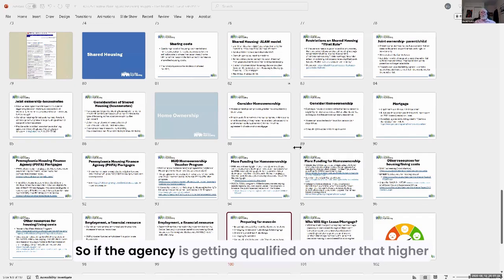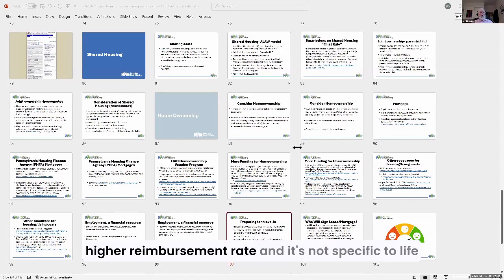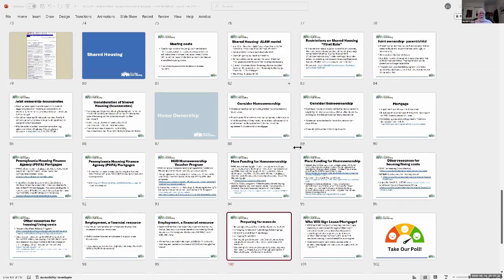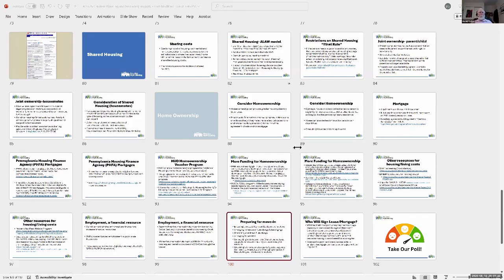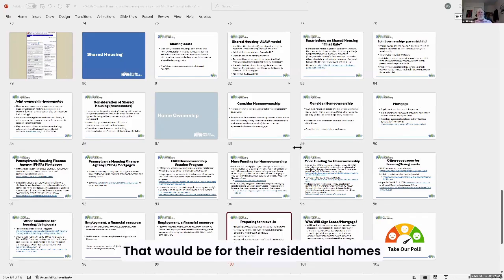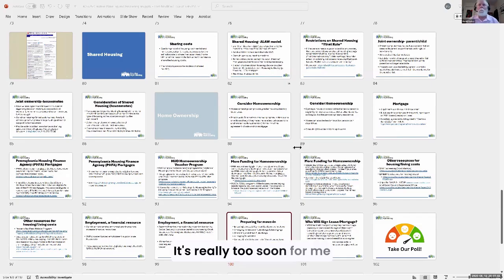So if the agency is getting qualified under that higher level of the performance-based contracting, they would have a higher reimbursement rate, and it's not specific to life sharing per se, but for all their residential services, yes, the agency would have a higher reimbursement rate. That's not just for the life sharing, that would be for their residential homes and for their supported living. I'm not sure how that would actually benefit folks. It's really too soon for me to say how that might shake out.